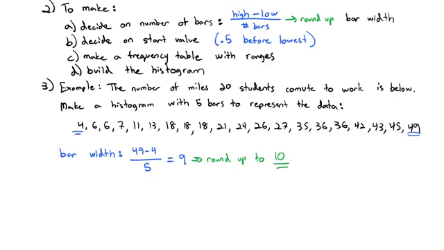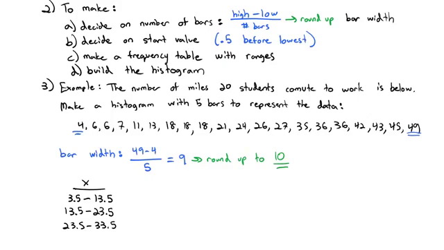Now we can decide on our start values, or our ranges. So for our x values, to start with our graph, we're going to start half a unit before the low value of 4. So half before 4 is 3.5. And we're going to go up 10 to 13.5. The next range is going to start at that 13.5 and go up 10 to 23.5. Then we have 23.5 to 33.5.